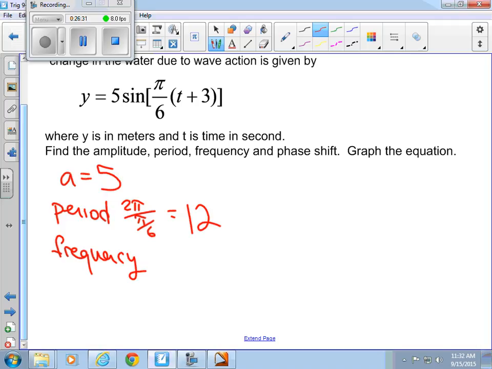The units on that: the first one was time to complete a cycle. Frequency is cycles over time, cycles in a certain amount of time. So one cycle in 12 months, which makes sense. We're saying the same thing, just the reciprocal. So that's what a frequency is. And the phase shift is left 3 units. So maybe 3 months or something like that. And then graph the equation.